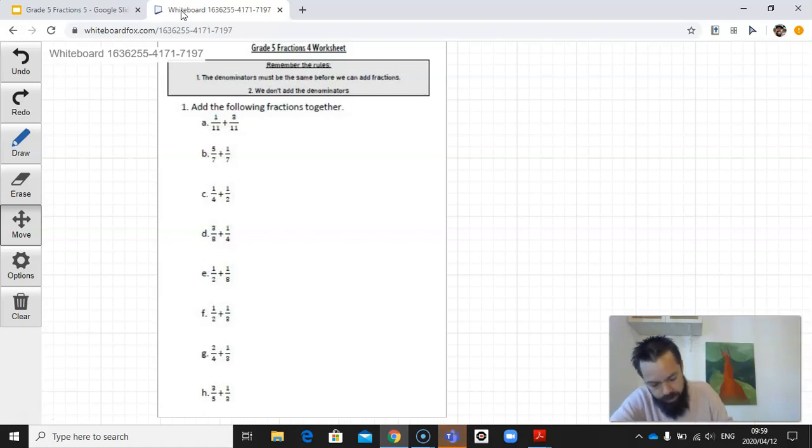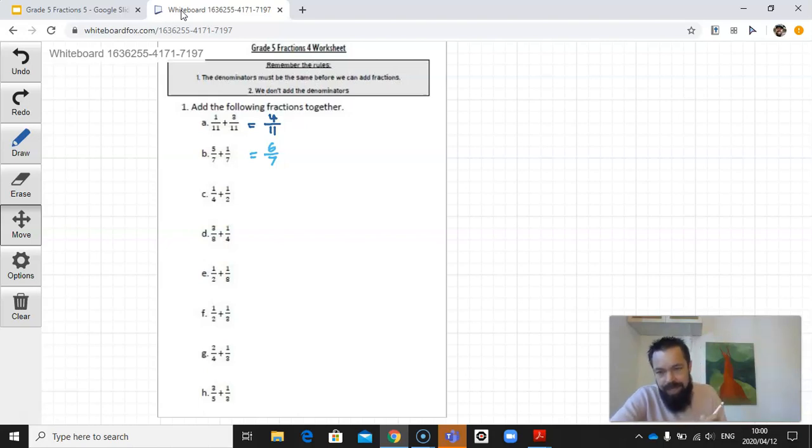So just make it a bit bigger on my iPad. We can start straight away with our equal sign. Our denominator stays the same. 1 plus 3 is 4. Straightforward, 4 over 11, or 4/11ths. Number 2, I gave you 2 where the denominators were already the same. Don't have to change anything. So the denominator stays the same. 5 plus 1 is 6. There's our answer.